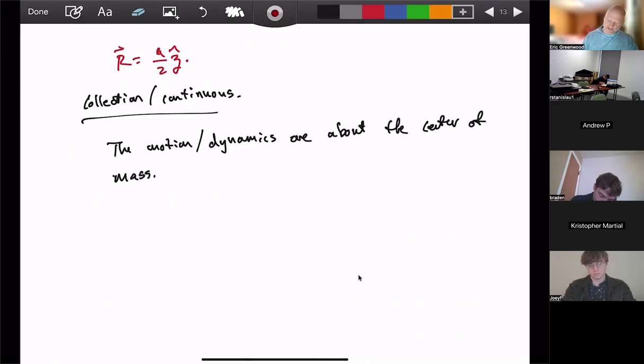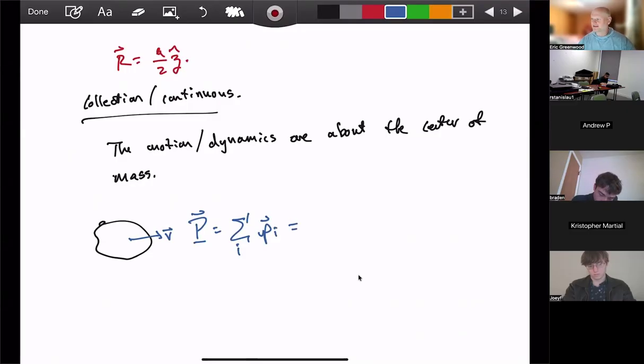So that means for an object which is moving, let's say here's my object, moving with some sort of velocity v, the net momentum is simply going to be equal to the sum over all the individual momenta of this particular object, which is the same thing as the sum over the mass times the velocity of each one of those particles, which is the same thing as the total mass times the time rate of change of the center of mass position.